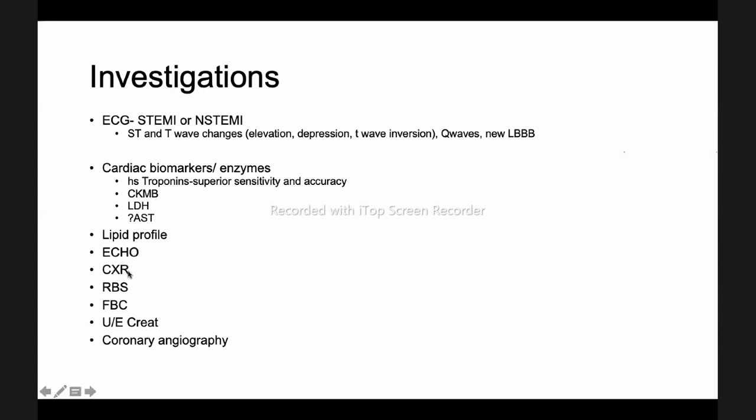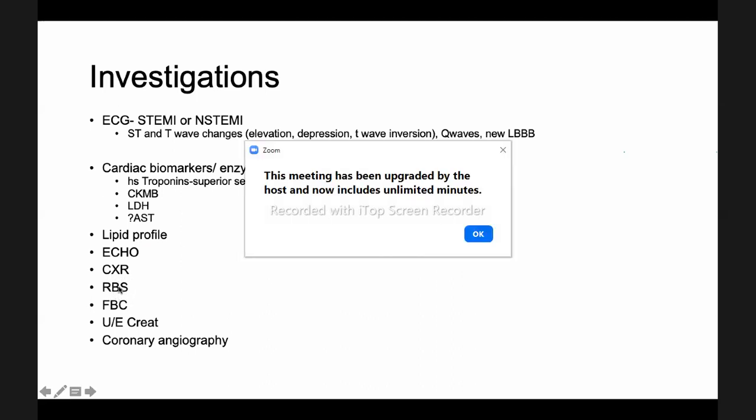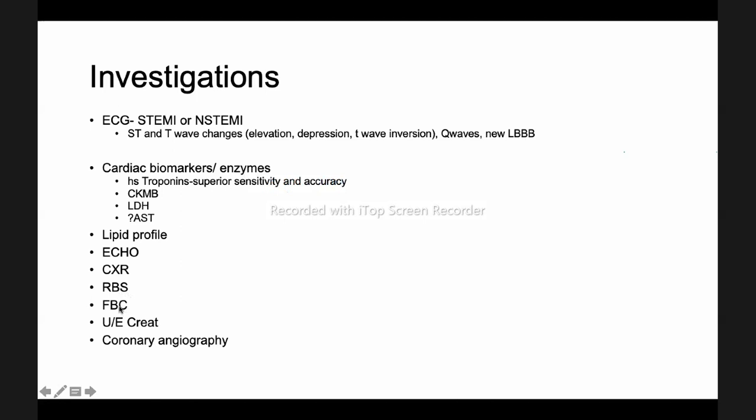You can do a chest X-ray in selected cases, especially if they have acute pulmonary edema. So it's not in all patients where you'll prioritize a chest X-ray. Then a random blood sugar is also important to do in case it's a newly diagnosed diabetic or it's a diabetic patient who also has hyperglycemia and needs that treatment. Then the baseline test that you need to do is full blood counts for all patients. That's important, especially our young patients. And then also check the renal function.